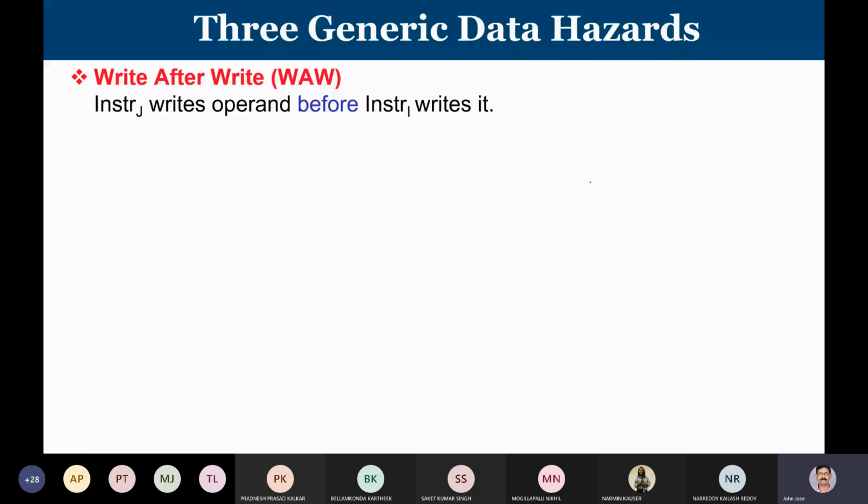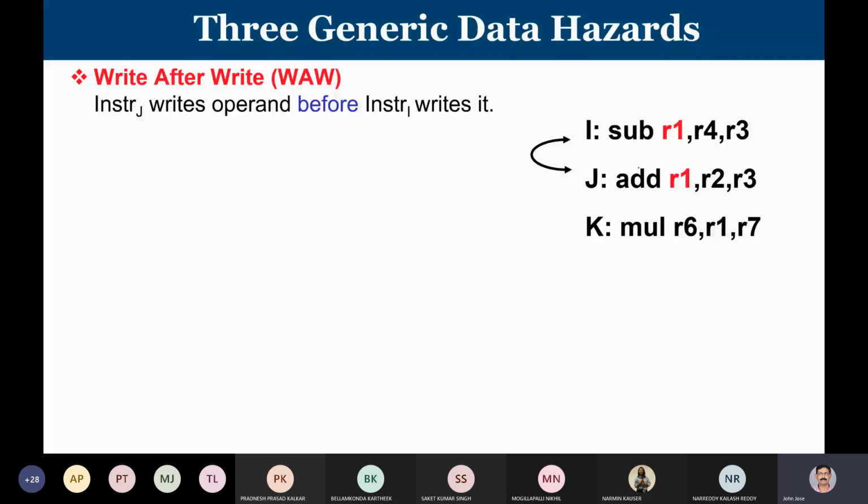So consider two instructions, I and J. See the peculiarity: I is writing to R1 and J is also writing to R1. What happens, and then what happens to K? K is going to read from R1. As per the program logic, K has to read that R1 which is updated by J. So this is the dependency as per the program sequence.